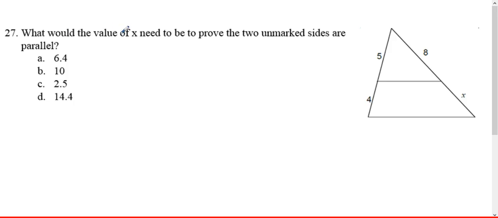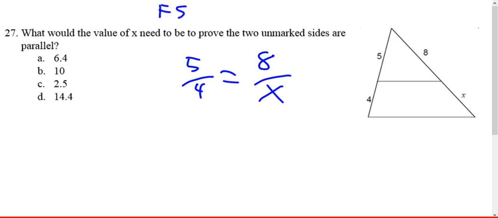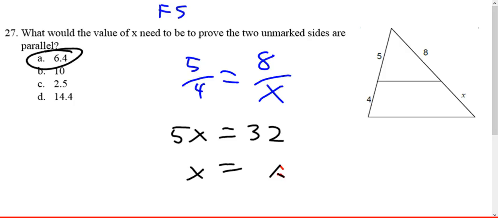What would the value of x need to be to prove that these unmarked sides are parallel? It would create the proportion 5 over 4 equals 8 over x. You cross multiply: 5x equals 32, which is 6.4, which is A.